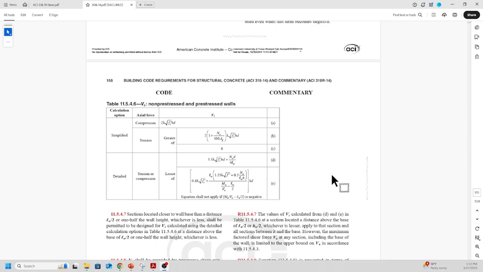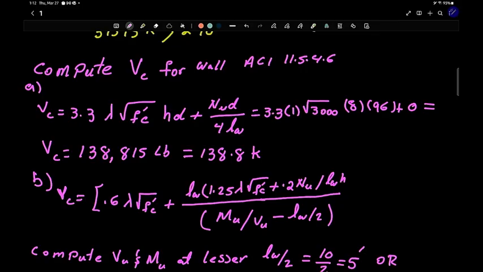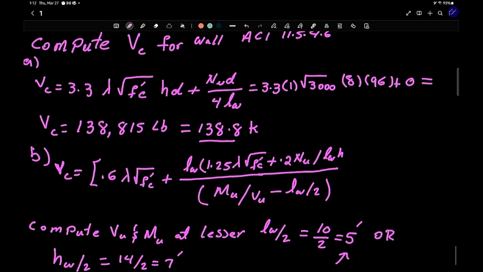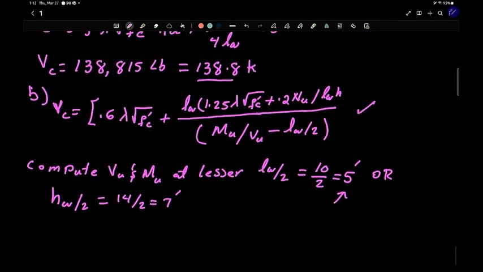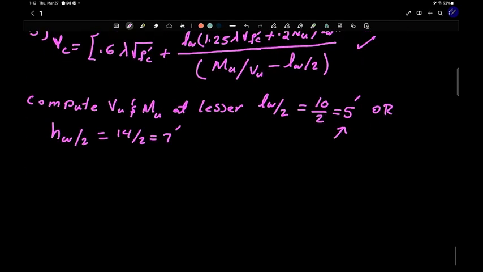But let's go back to the problem here. What I did here, we calculated the first one, which is this equation right here, and this came out to be 138.8. Now we're going to calculate the next one, which is this equation right here, but we have to find out what Mu and Vu are. Vu we know, and let's calculate Mu, but we have to calculate it at a distance from the base of the wall, either 5 feet or 7 feet, but 5 feet controls here.